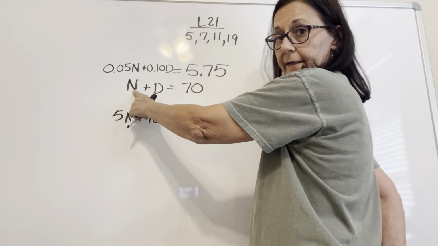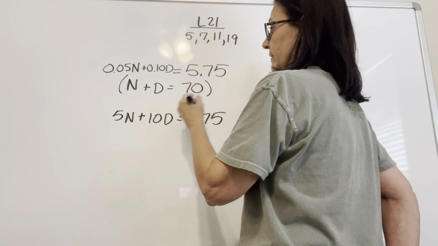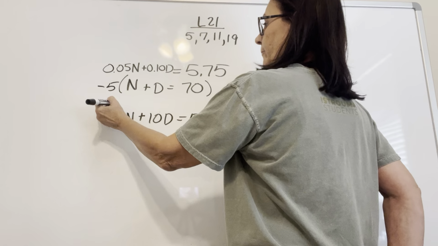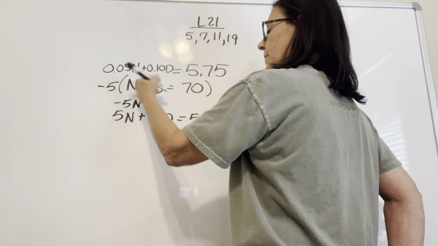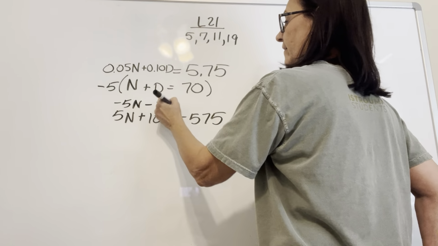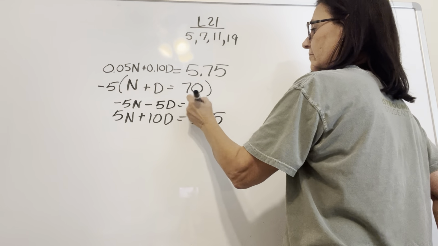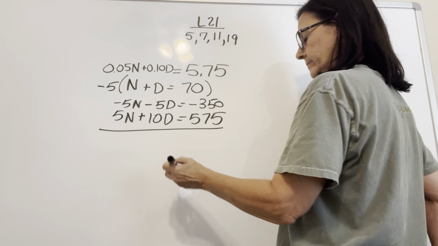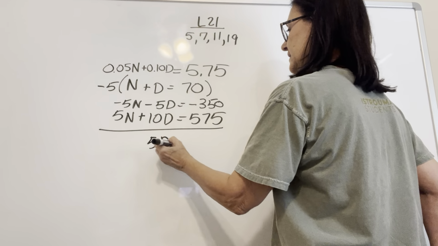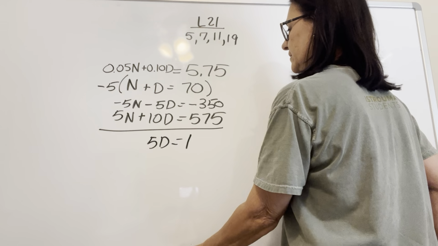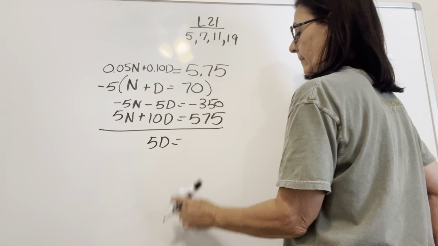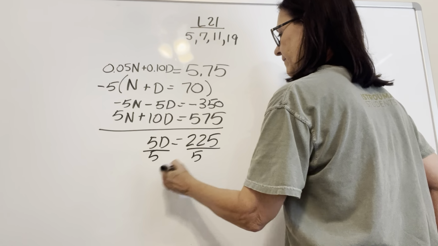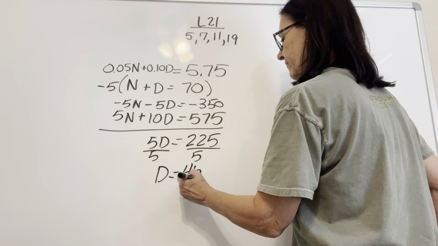So I'm going to eliminate n by multiplying this first equation by negative 5. All right? So I end up with negative 5n, multiplying by every term, minus 5d is negative 350. The n's eliminate. I'm left with 5d is 225. When I divide by 5, I have 45 dimes.